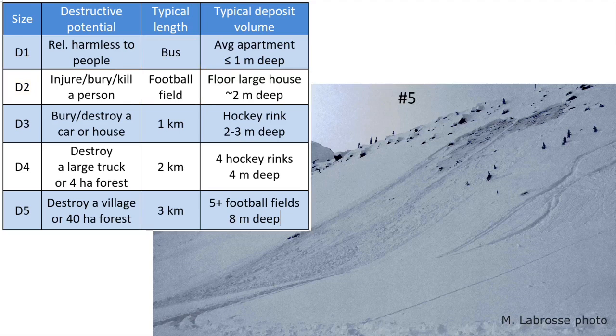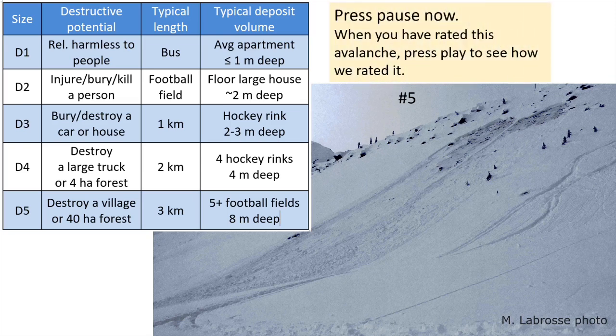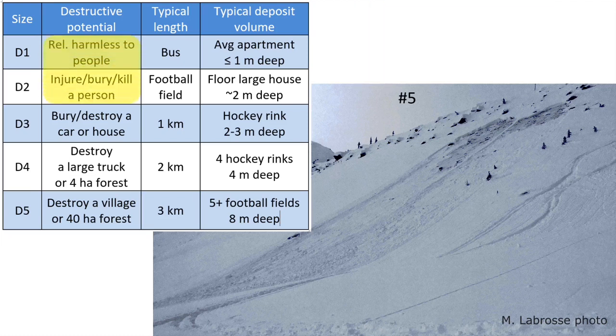This photo shows 2 remotely triggered dry slab avalanches in the Selkirk Range of the Columbia Mountains. Let's look at the closer one. Press pause now. In terms of destructive potential, this avalanche could push a person over, but could not bury a person and is unlikely to injure a person, so its destructive potential points to a D1.